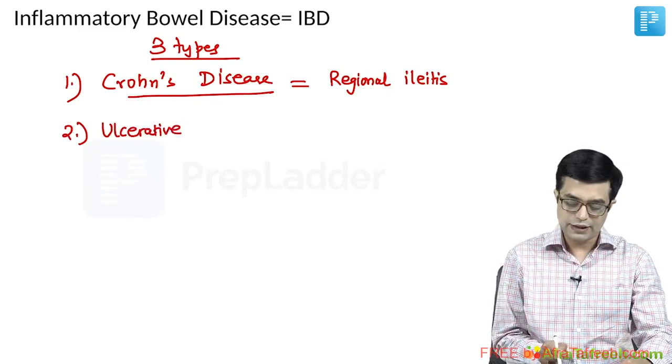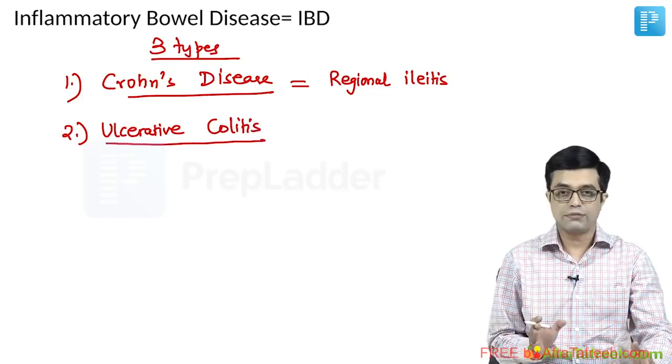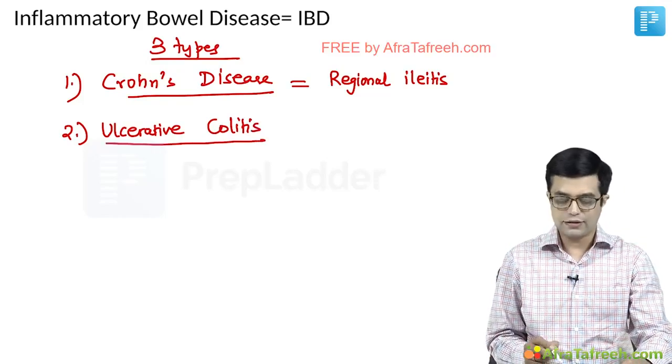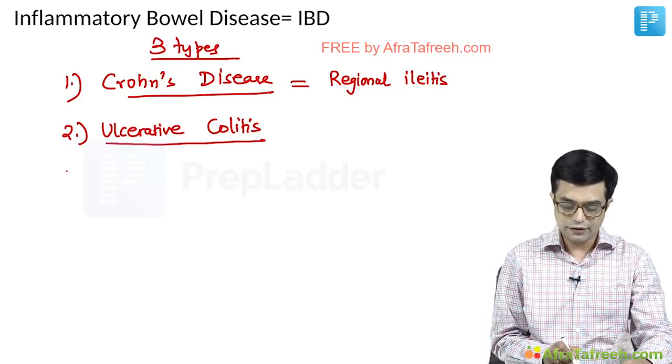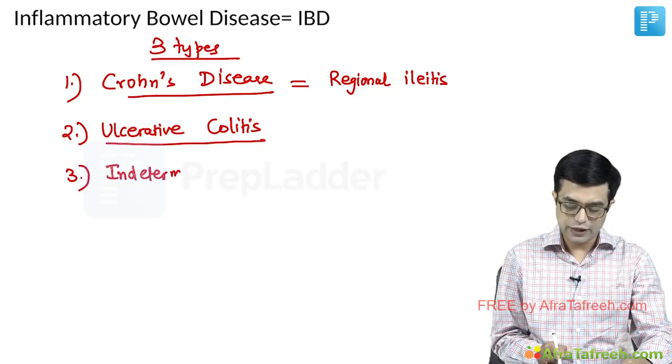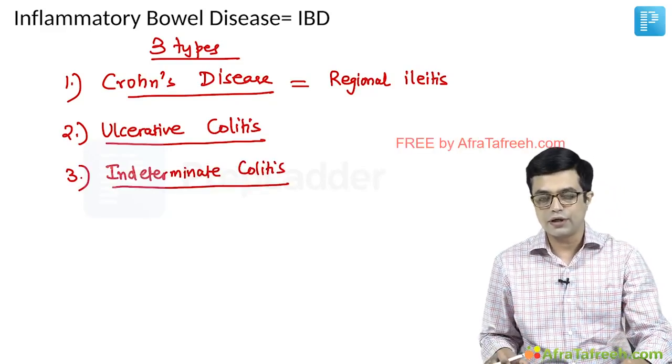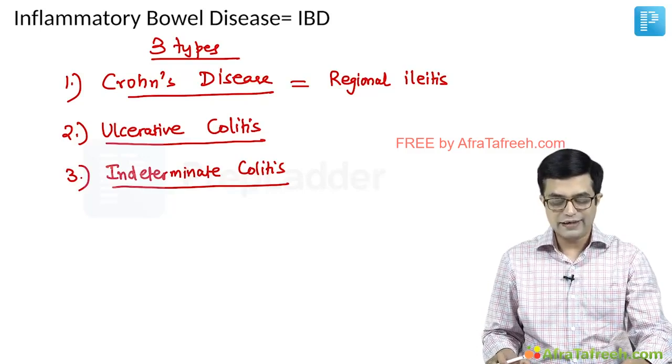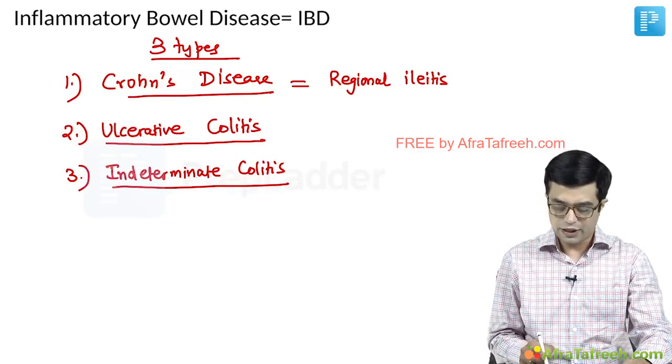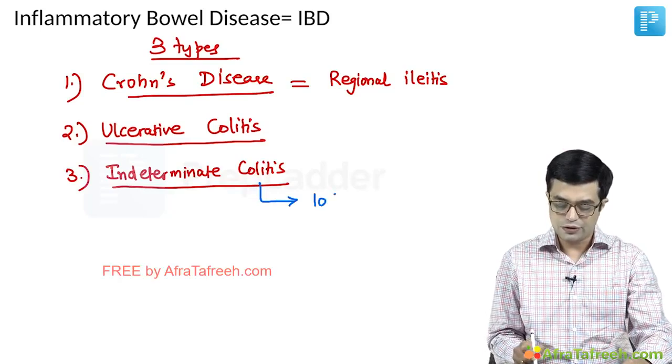As the name itself says, there is inflammation of the colon. So it mainly involves the rectosigmoid and colonic region, and there are ulcers which are the hallmark of the disease. And the third variety is indeterminate colitis. In many IBDs, you cannot find whether it falls into the spectrum of Crohn's disease or ulcerative colitis, and so they are called indeterminate colitis. Indeterminate colitis, according to Nelson, constitutes about 10% of all IBDs in children.